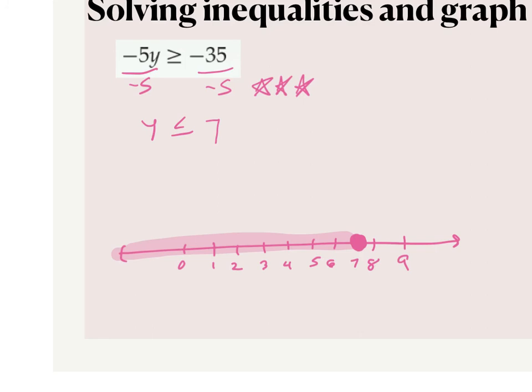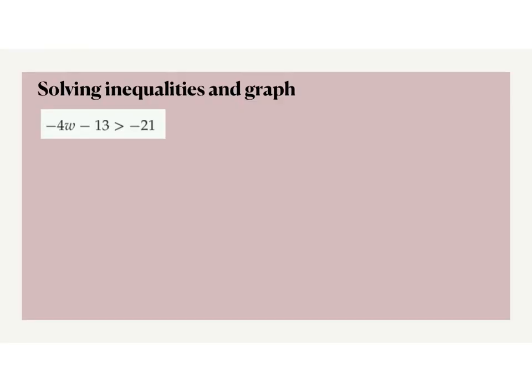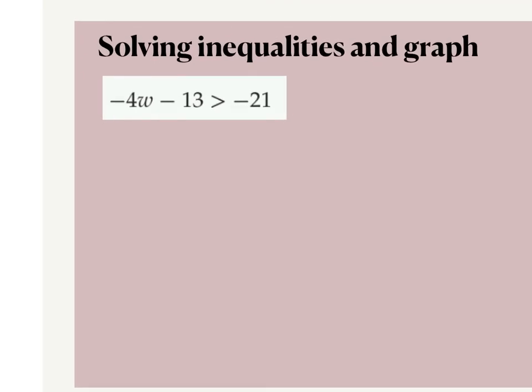Okay, we have one more example left. Again, we need to solve the inequality. What should we do first? Combine -13 and -21. How do we combine them? By adding 13. Awesome. We add 13 to both sides. So it'll cancel out on the left.